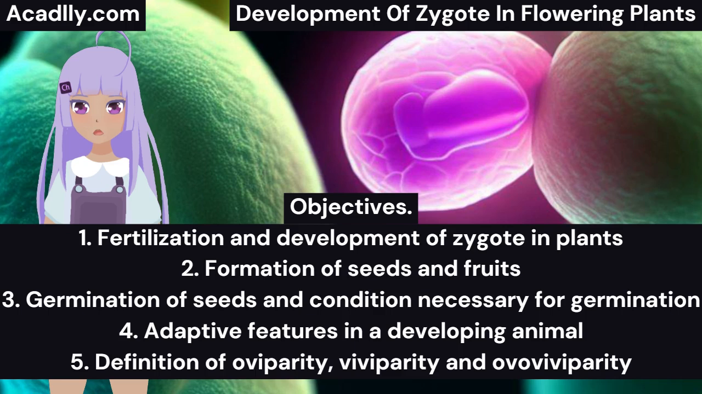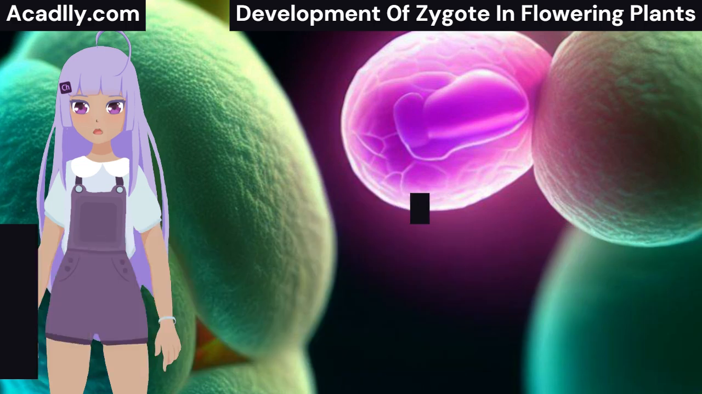1. Fertilization and development of zygote in plants. 2. Formation of seeds and fruits. 3. Germination of seeds and condition necessary for germination. 4. Adaptive features in a developing animal. 5. Definition of oviparity, viviparity and ovoviviparity.